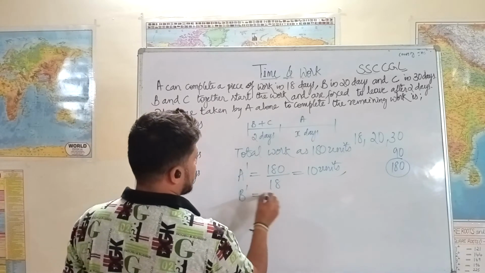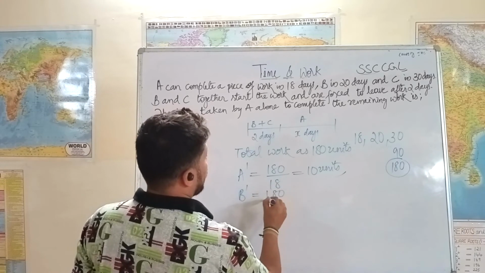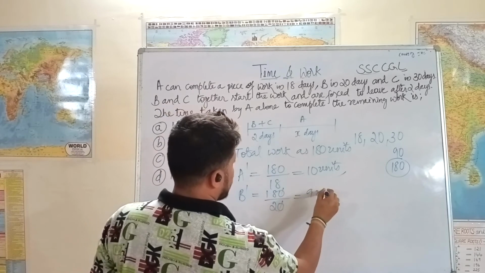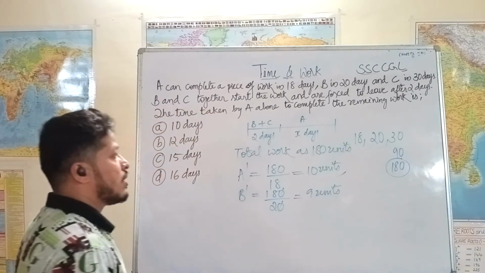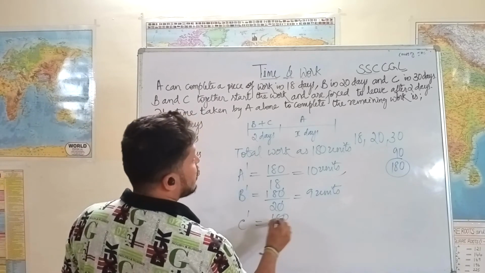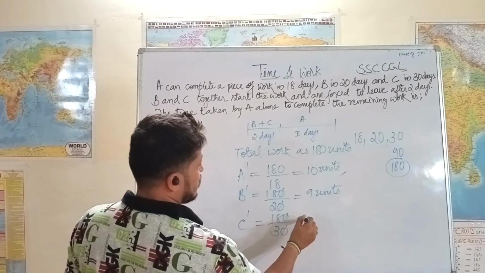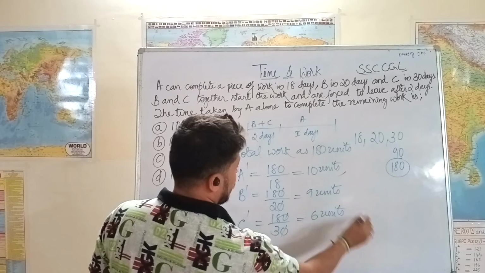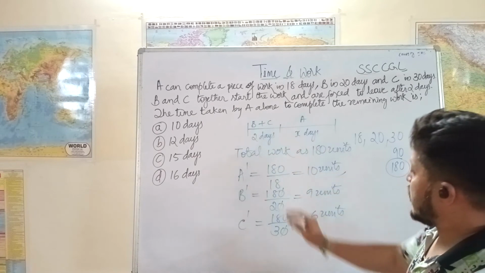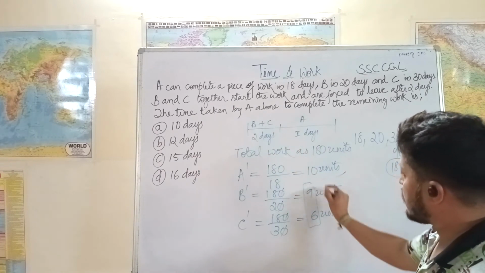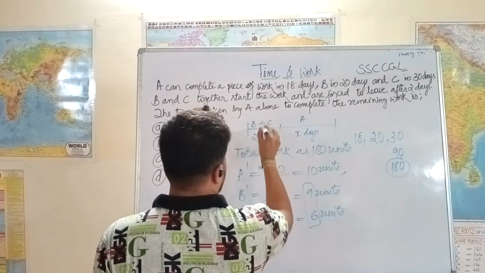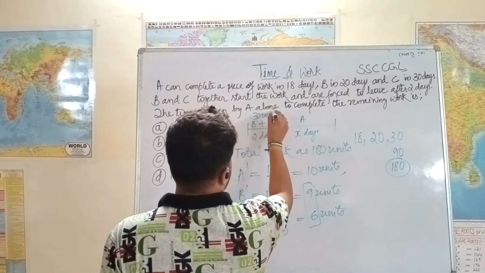Similarly, what is the efficiency of B? 180 units he completes in 20 days, so 9 units. Right? C's efficiency is 180 divided by 30, which is 6 units. Now B and C started the work, right? B and C together can complete 15 units of work in a day, and they work for 2 days. So 30 units of work is completed here.